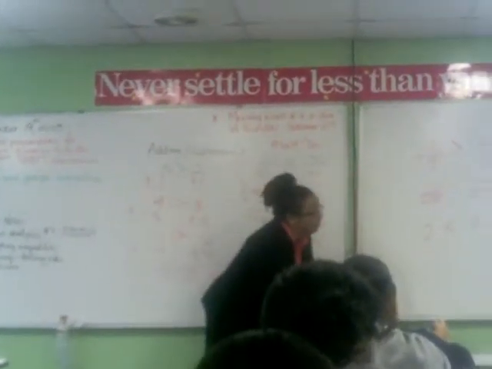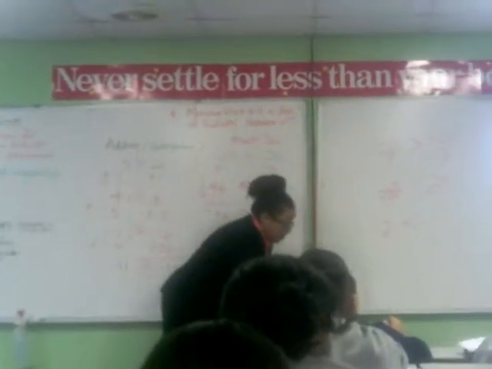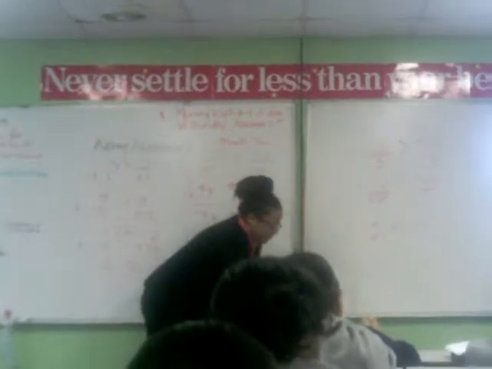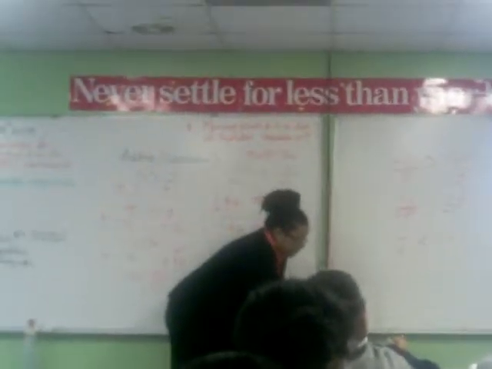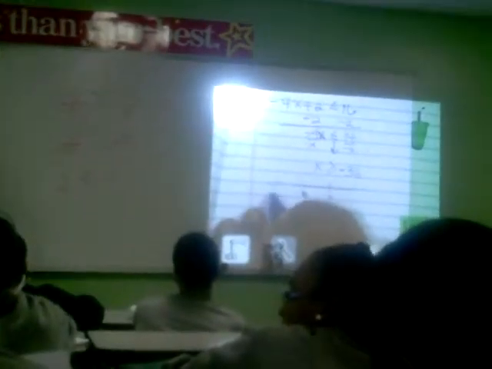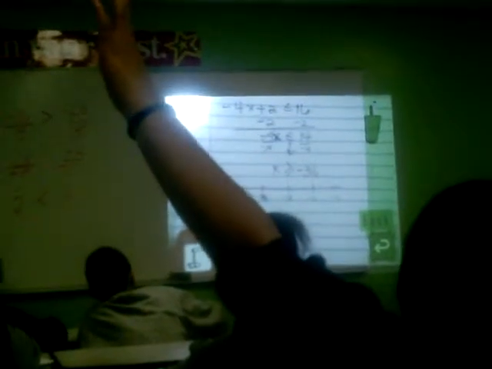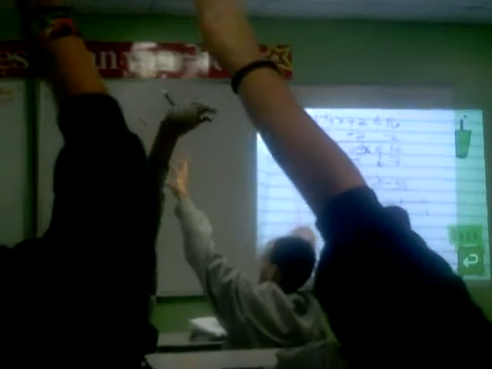Let's do that together. Careful with the negatives now. I'm going to show a couple of integers here. Between what two integers would I find -3.5? Between what two integers would -3.5 be?